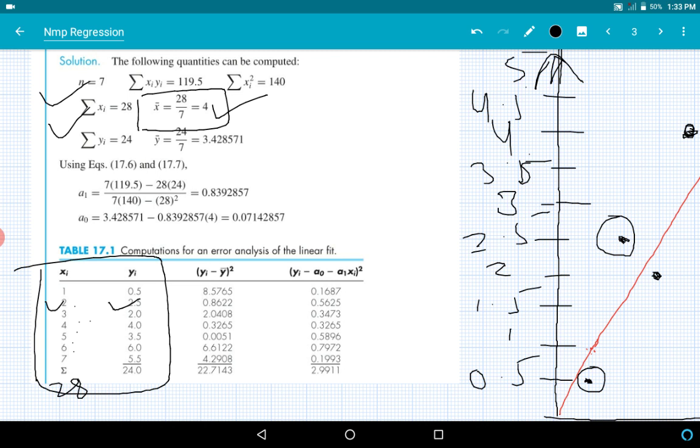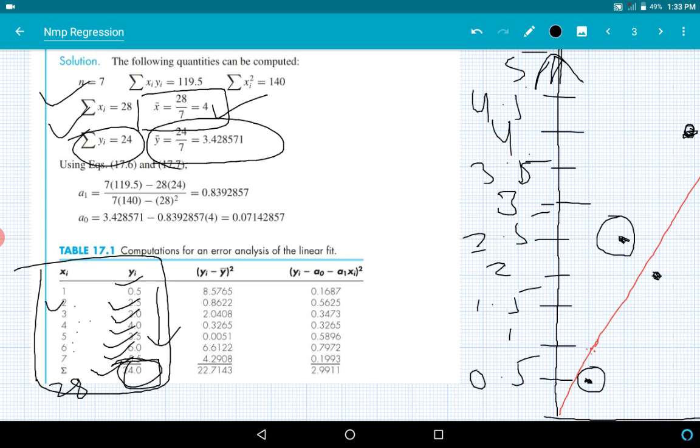Similarly, you can calculate the summation of yi, which comes out as 24. So addition of all these points: 0.5 plus 2.5 plus 2 plus 4 plus 3.5 plus 6 plus 5.5. This will give you 24, right? So summation of y is 24. Then you can similarly calculate y bar, which is 24 by 7. So it is 3.42857.